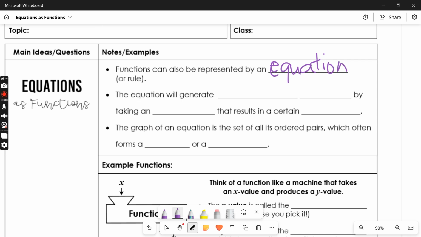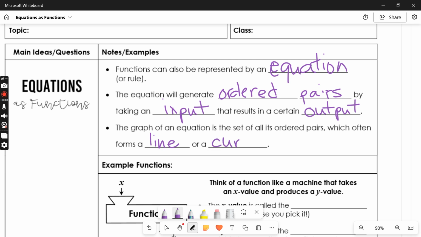The equation will generate ordered pairs by taking an input that results in a certain output. The graph of an equation is the set of all ordered pairs which often form a line or a curve.